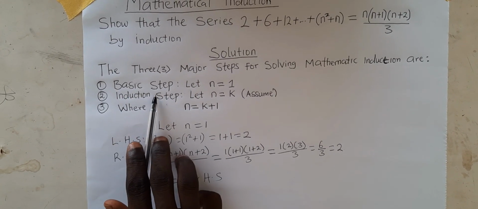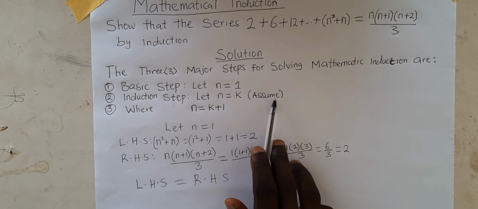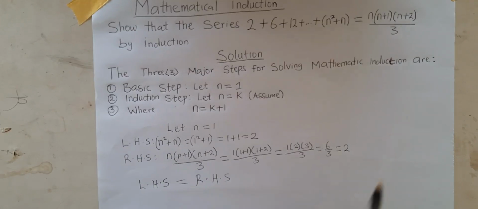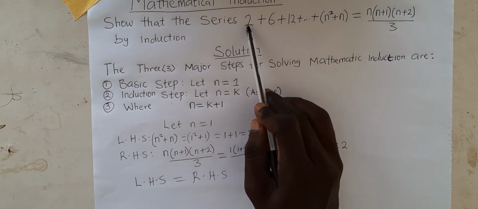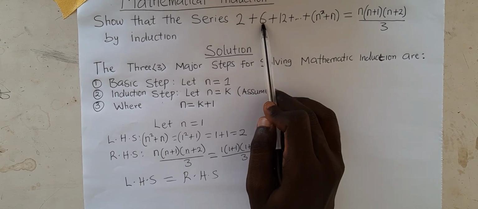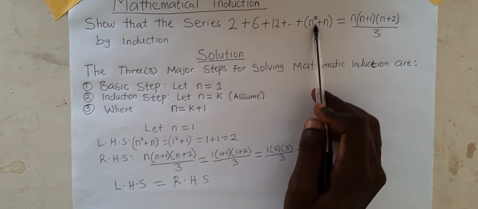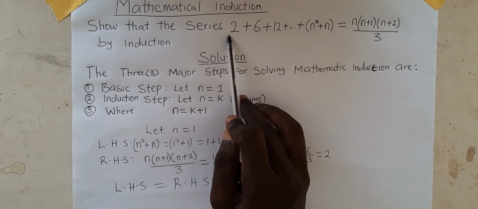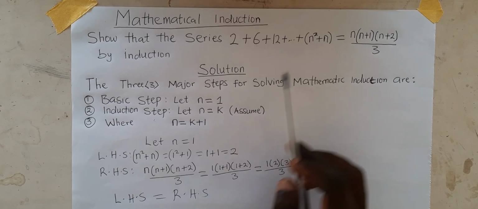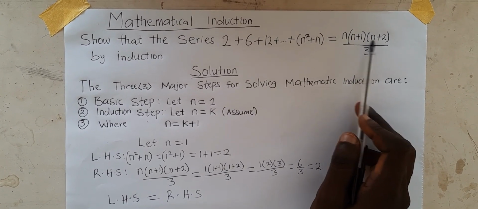The second step is the induction step, by assuming that n equals k. Now, we started from the first series here, the first member, second one, third one, up to this point. Now, we are replacing n to be equal to k here. Anywhere you see n, you replace it with k.